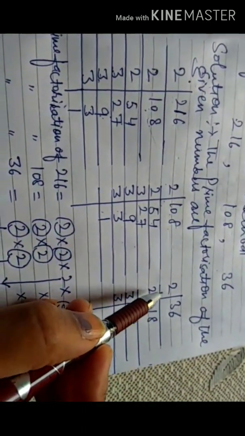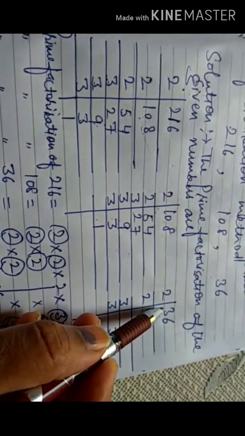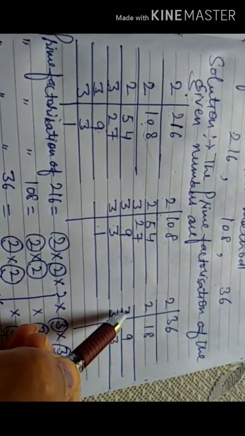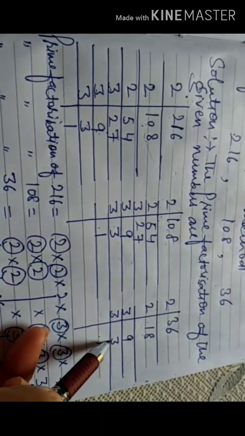Then the prime factorization of 36: 2 ones are 2, and 1 and 6 make 16, then 2 eights are 16, 2 nines are 18, 3 threes are 9, 3 ones are 3.